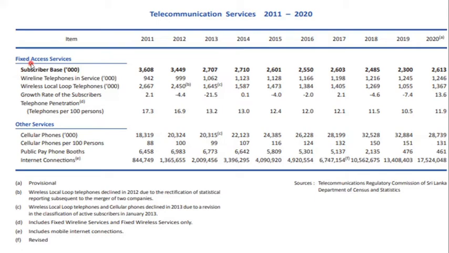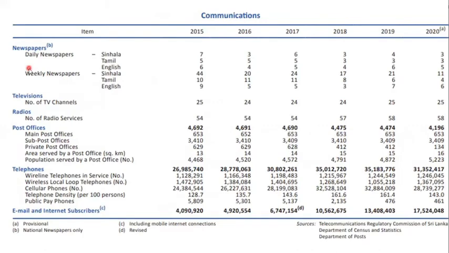Internet connections as of 2011 is being recorded as 844,749. However, it has been gradually increased to 17.5 million as of 2020. This shows some of the communications related data, and it signifies the increase of cellular phones, which is 24.3 million as of 2015 to 28.7 as of 2020.